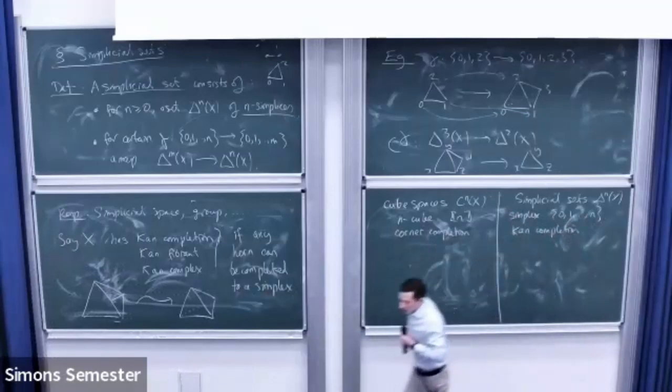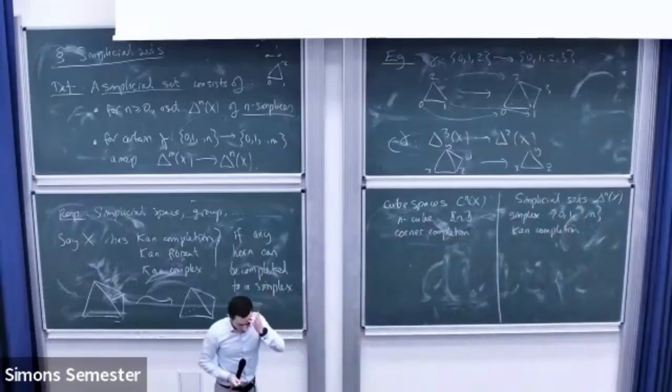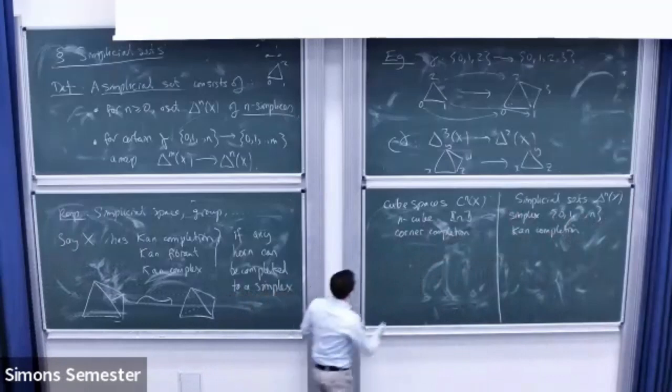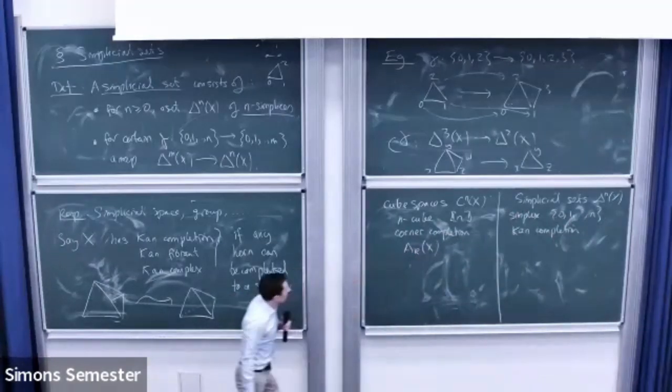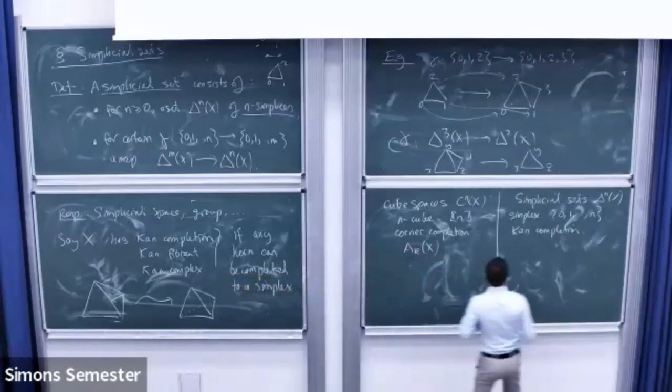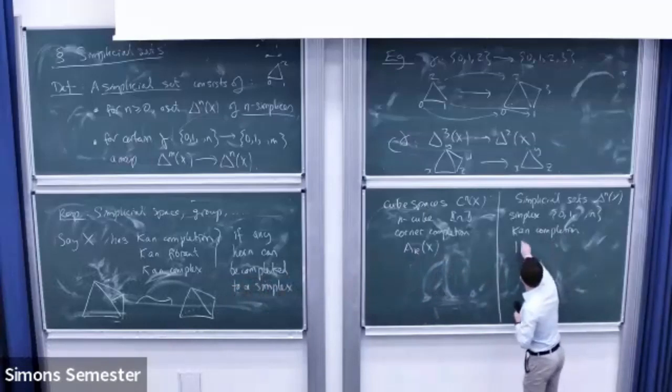What else do I have? Remember on the left, we have these structure groups, AK of X. These are groups canonically associated to any fibrant cube space. If I have a Kan complex, I can define what are called its homotopy groups. So pi k of X, pi k of Y.